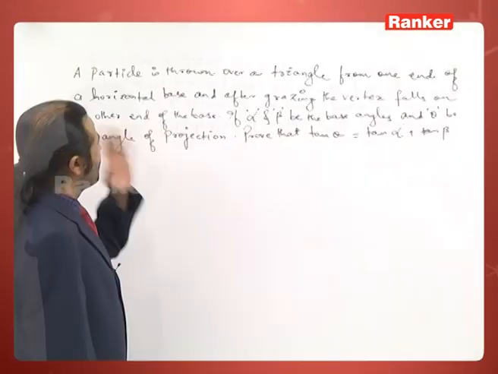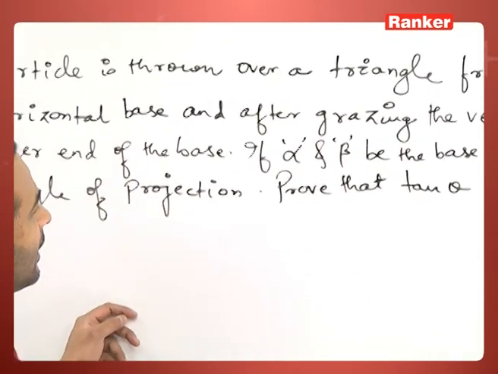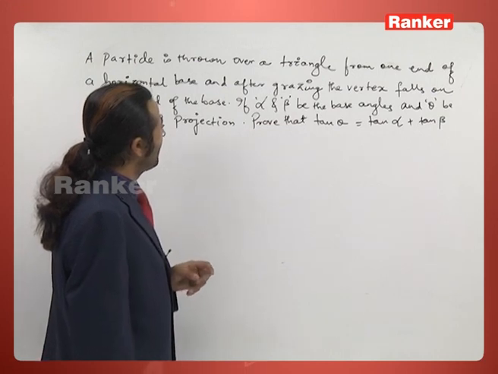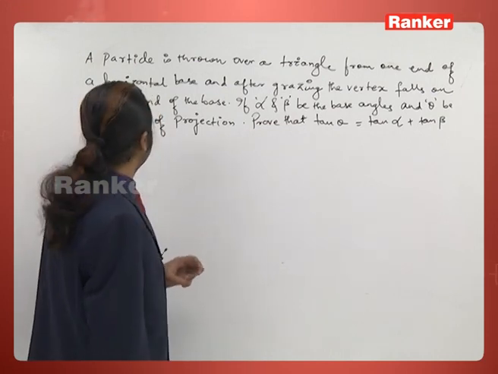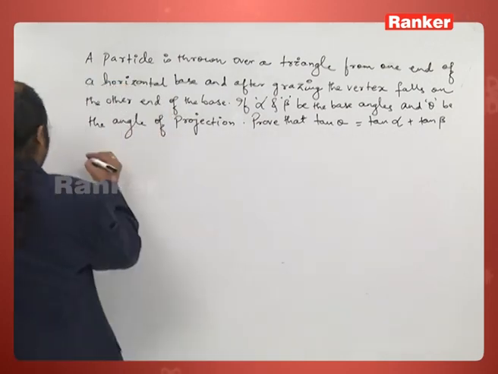Now a particle is thrown over a triangle from one end of a horizontal base and after grazing the vertex falls on the other end of the base. If alpha and beta be the base angles and theta be the angle of projection, prove that tan theta is equal to tan alpha plus tan beta.